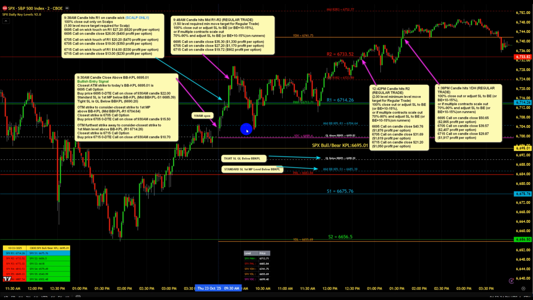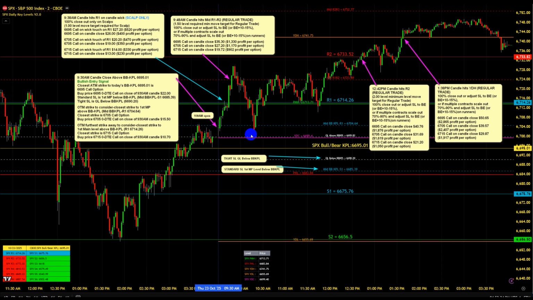But in most cases, with most of the opening candles, you are going to have the opportunity to take that trade, because they are going to be within the range of tolerance, as was the case today. Okay, so this close was above the bull bear key price level.